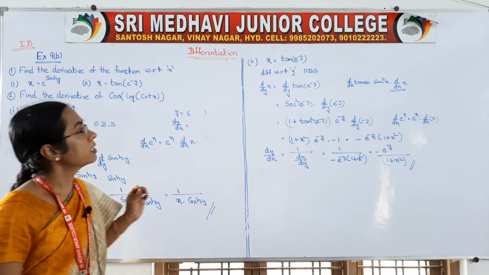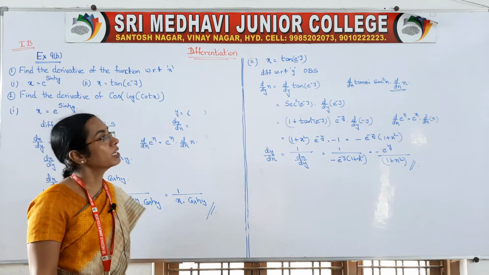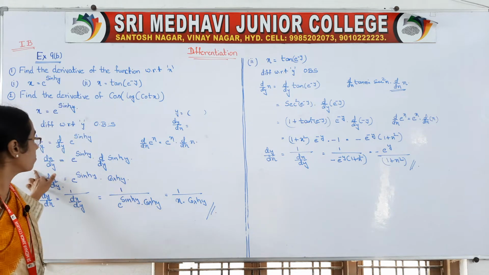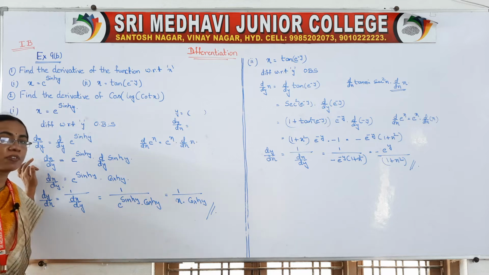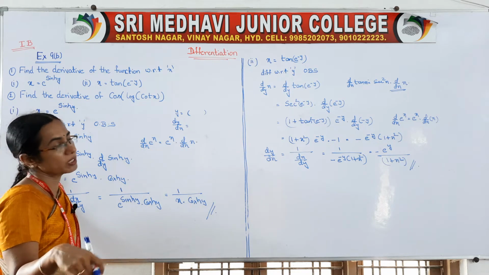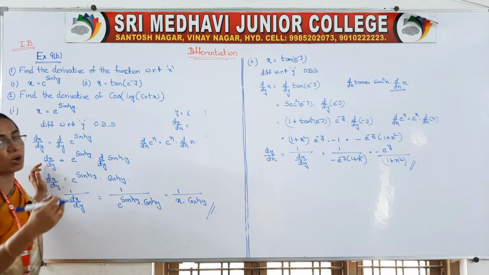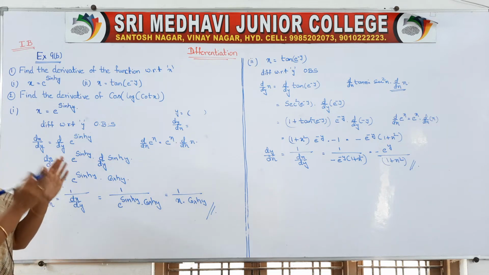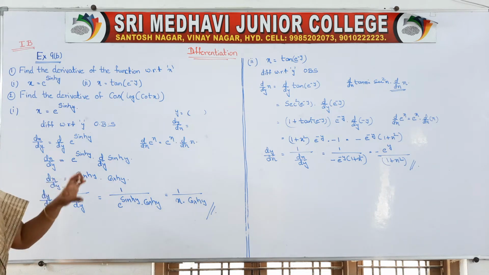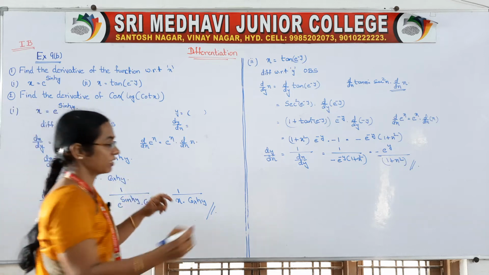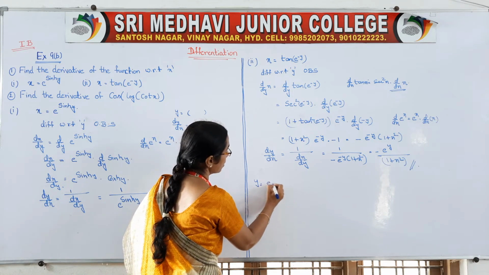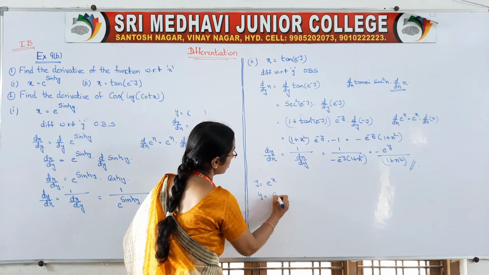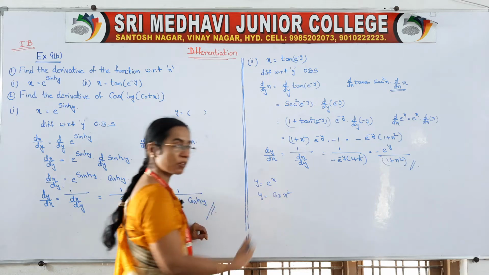So this is your second question. Very simple. In these two problems, x is given to us. Previously, y was given to us. Whenever x is given to us, first differentiate x in terms of y. Generally, they will give y in terms of x. Generally, we will get like this: y is equal to e to the power of x, y is equal to cos x square. Like that we will get it.